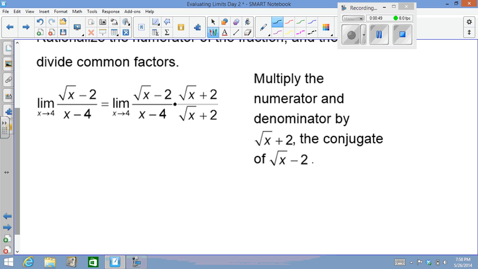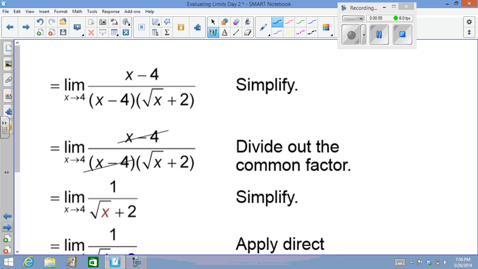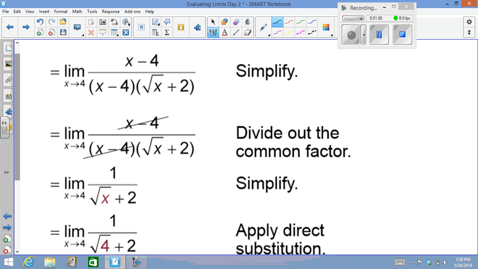So we're going to multiply the top and the bottom by the conjugate. So we're going to multiply the top and the bottom by the square root of x plus 2 on the top and the bottom. When we do that, you should notice that I get x minus 4 on the top and x minus 4 on the bottom. Lucky for us, the x minus 4's cancel out, which is generally the idea. If that doesn't happen, that generally means that you made a mistake and you want to go back and find it. So now I'm just left with 1 over the square root of x plus 2, where I can now do my direct substitution and plug the 4 in for x and evaluate my limit.